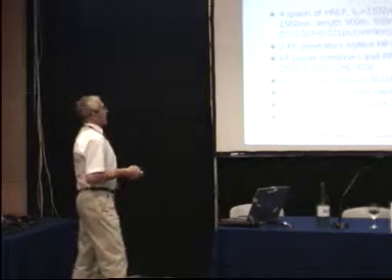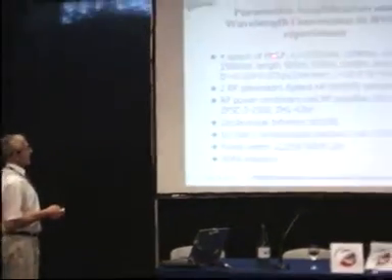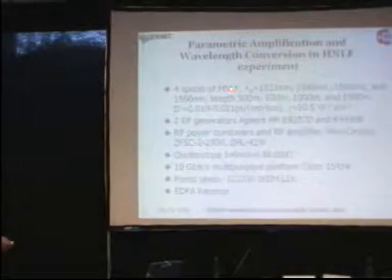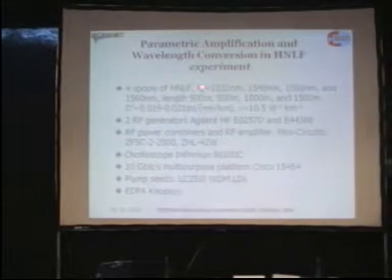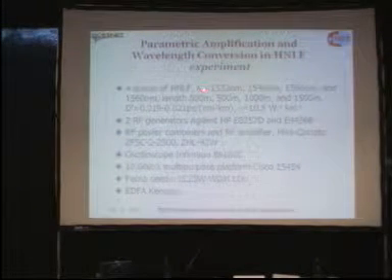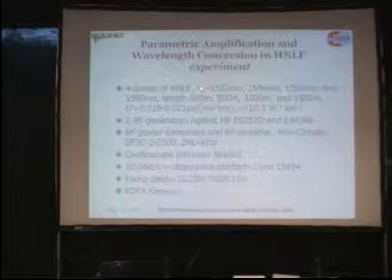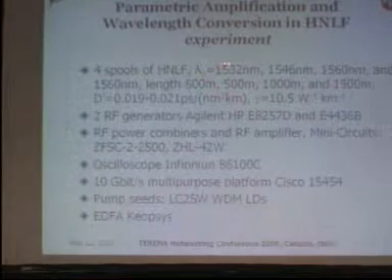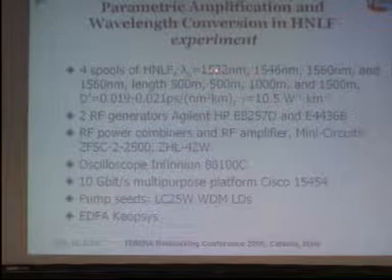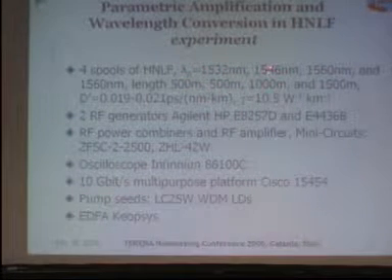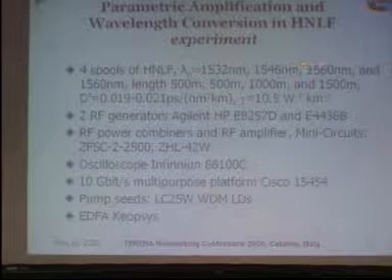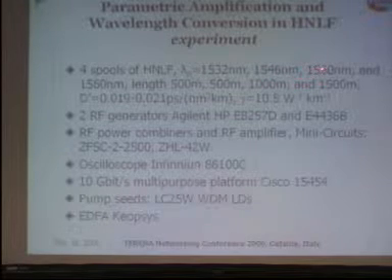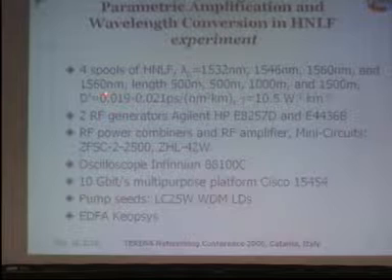For the experiments, we have 4 spools of highly nonlinear fiber. They differ with the zero dispersion wavelengths. This property of the highly nonlinear fiber is important. So we have 3 spools with zero dispersion wavelengths 1532 nanometers, 1546, and 2 spools of 1560 nanometers. They differ also in length.